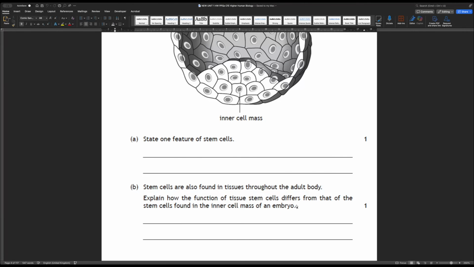Okay, the fact that they're unspecialized, or they have the ability to differentiate, or self-renew, or divide to make more stem cells. All of these things would be features of stem cells.